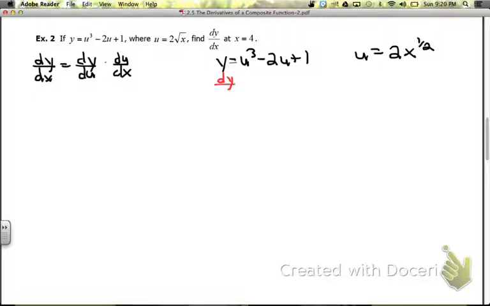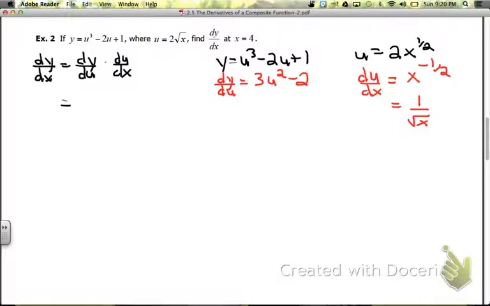So dy over du, the derivative of y in terms of u, is just equal to 3u squared minus 2. And the derivative of u in terms of x is going to be equal to x to the power of negative a half, which we can rewrite as 1 over root x. Either is correct, but in your end answer, I'd like you to always have a positive exponent. So let's go ahead and sub in for our derivatives.